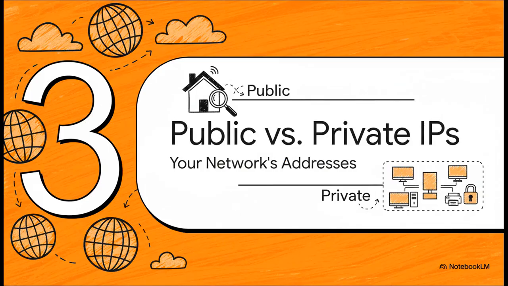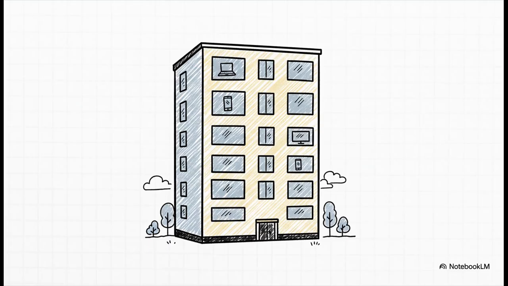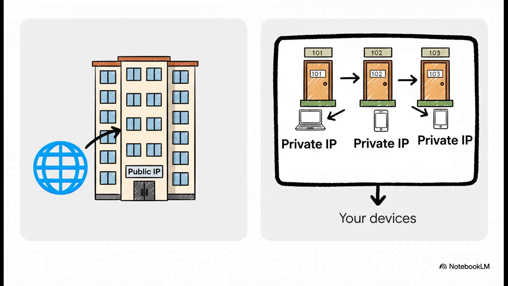Okay, so not all IP addresses are created equal. They also come in different flavors, depending on what their job is. First up, let's look at the difference between a public and a private IP. And to understand this, we can go right back to our mailing address analogy. Just imagine your entire home network, your router, your laptop, your phone, is one big apartment building. Your public IP is like the main street address of the entire apartment building. It's the one address the rest of the world sees, and it's assigned to you by your internet service provider.